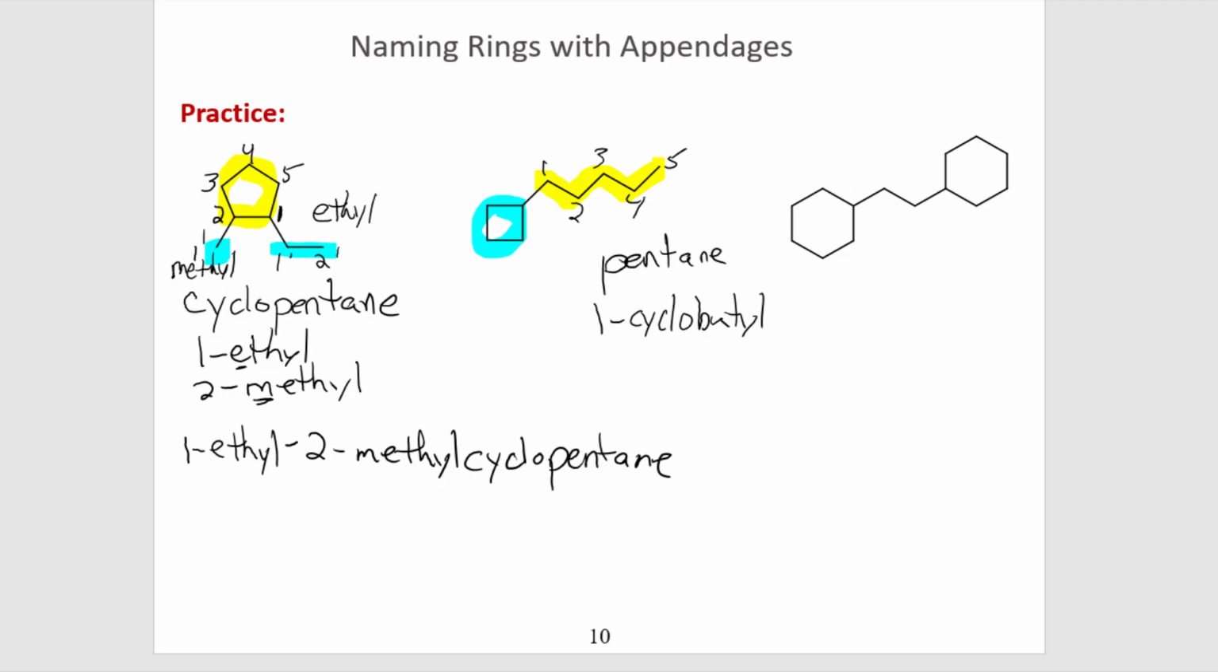So this is 1-cyclobutylpentane. Some people might just write cyclobutylpentane, and the 1 is assumed, but I'm going to write it as 1-cyclobutylpentane. Final answer. How about you try the last one?